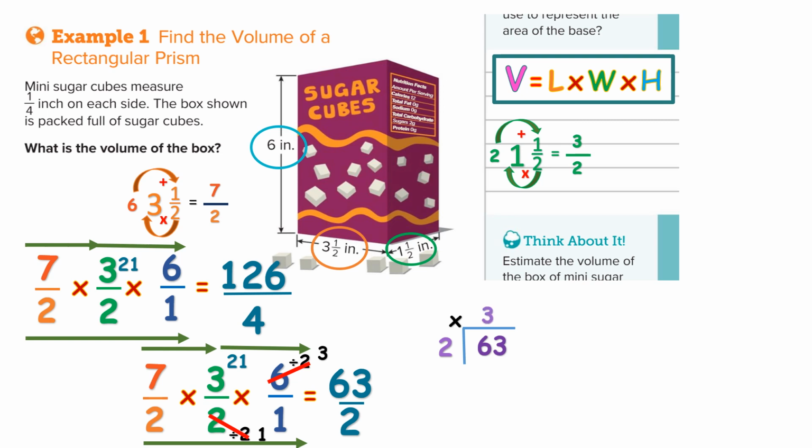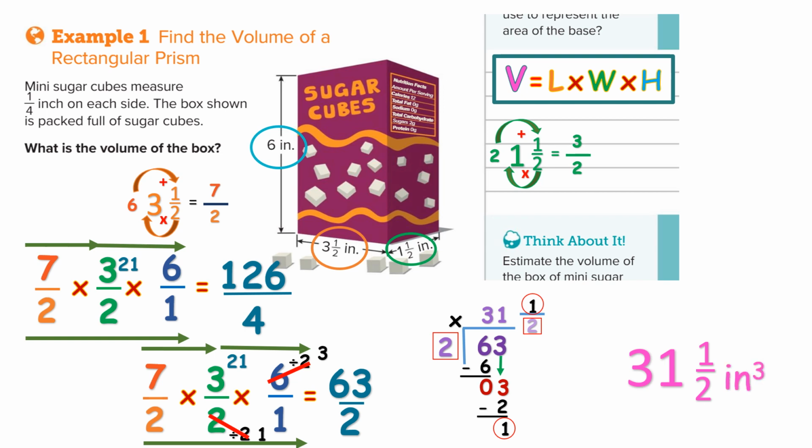I'm going to do the 63 divided by 2. 2 will go into 6 3 times because 3 times 2 is 6. There's nothing left over. I bring down my 3, and 2 goes into 3 one time. That gives me 31 and a remainder of 1. So I end up with 1 as my numerator and 2 as my denominator. Now, if I was actually dividing 126 over 4, you should have ended up with 31 and 2/4. Well, 2/4, once you reduce your fraction, would have given you 1/2. So either way, we end up with 31 and 1/2.